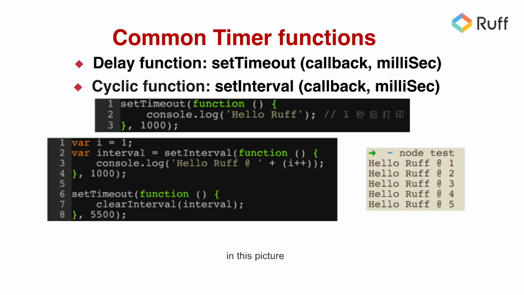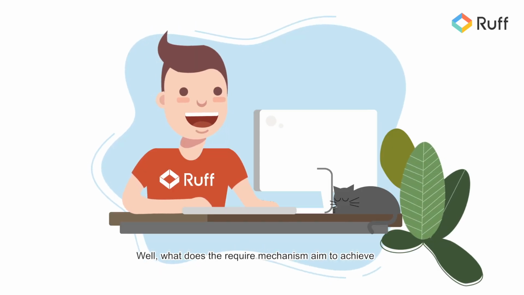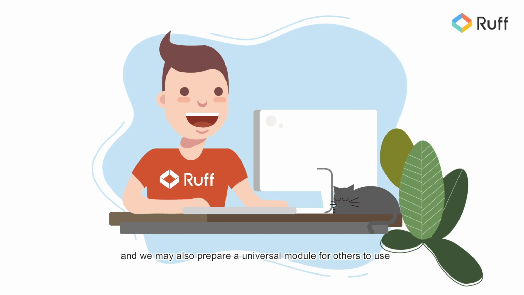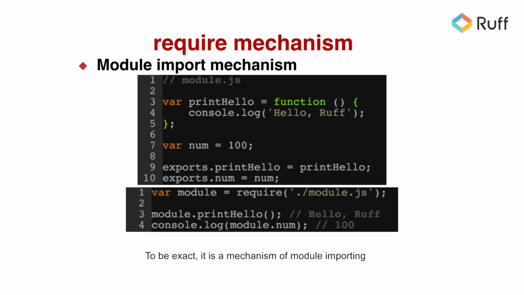In this picture, the fourth is the require mechanism. Well, what does the require mechanism aim to achieve? And that is, we can, in our own module, quote other modules, and we may also prepare a universal module for others to use. To be exact, it is a mechanism of module importing.